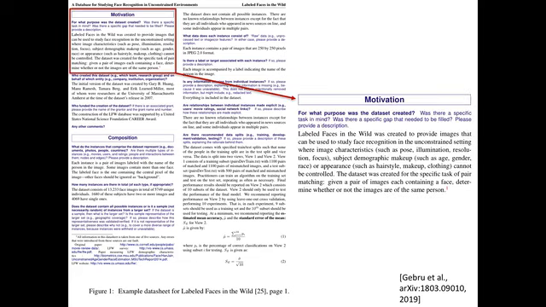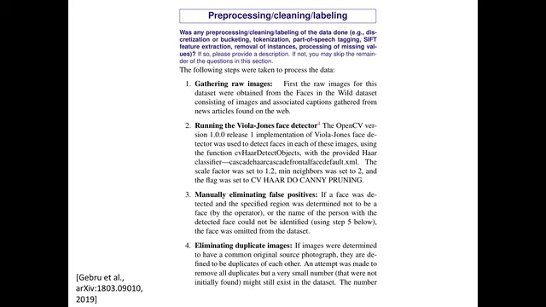So in this particular instance, this data set was called Labeled Faces in the Wild, was created to provide images that study face recognition in unconstrained settings, where image characteristics such as pose, illumination, resolution, and focus cannot be controlled. So it's intended to be real-world settings. Now, one of the most interesting sections of this report that one should release with the data set has to do with how was the data pre-processed or cleaned. So for example, for this data set, it walks through the following process.